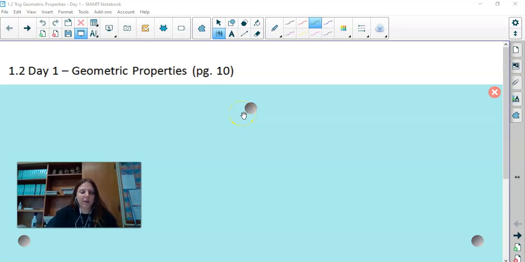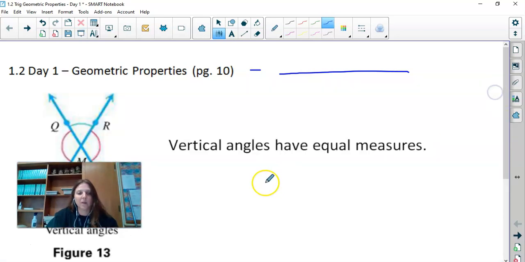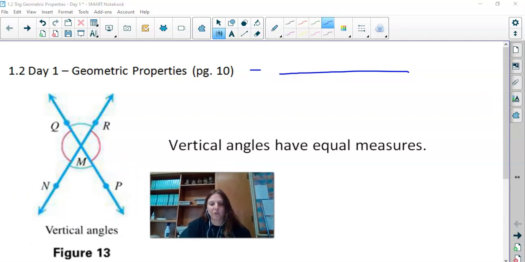So this lesson is talking about the geometric properties. If you look at page 10 in your book, you will see these properties. So go ahead and put the title and write down today's date as you normally do in your notes. After that, you don't have to write any of this next set of information down because it is available in your book. So let's take a look at this information.